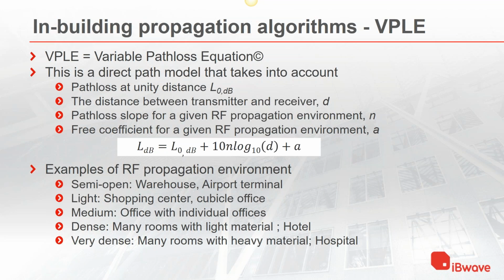So what does that really mean? It means that when you have a layout in front of you, you basically have to make a decision what that particular layout looks like. Does it look like a cubicle office? Does it look like a shopping center? Does it look like a hotel? And once you do, you basically have to assign that layout to that specific RF propagation environment. And that is how this formula is calculated. Once you identify that, we will give you from our table n, which is the path loss slope. And then we will also give you the free coefficient, which is A, and then this path loss can be calculated.